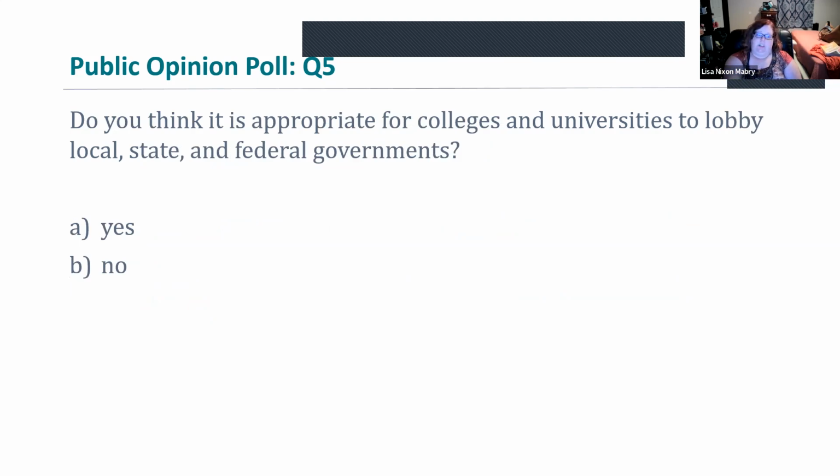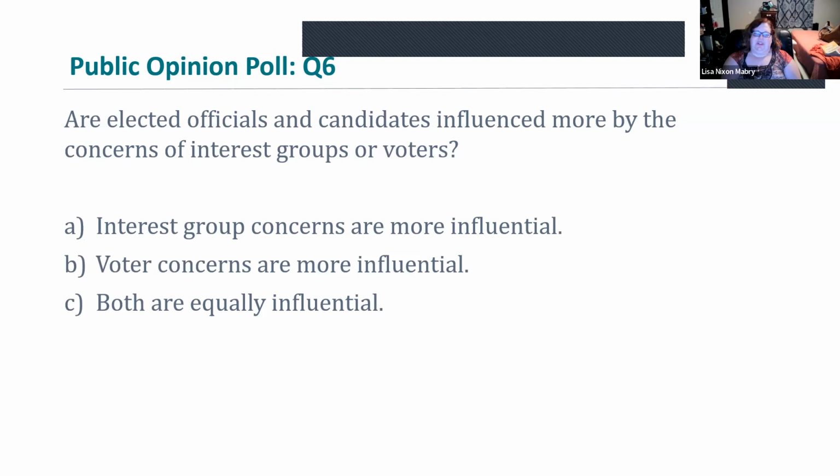So it just is. Are elected officials and candidates influenced more by the concerns of interest groups or voters? So if you remember, it talks about how they might be able to provide some insight to things, but not nearly as much influence as the voters themselves. So voter concerns are more influential, but interest groups help provide sort of a group voice for what certain voters are concerned about.